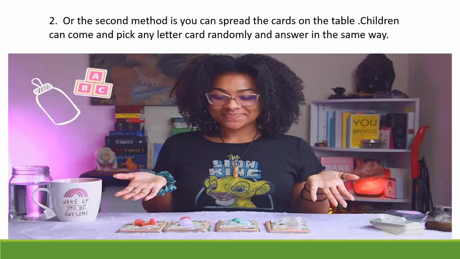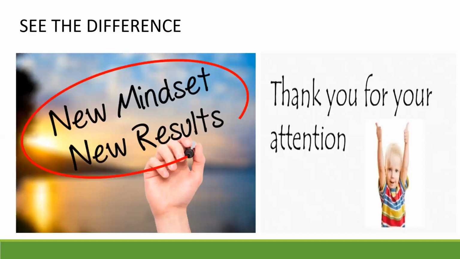Now the second method is that you can spread the cards on the table, right? So children can come and pick any letter card randomly and answer in the same way. So you can make the activity more interesting. In this way, the teachers and the mothers can train the brain of their child. So always remember, if you have a new mindset, you can get new results.